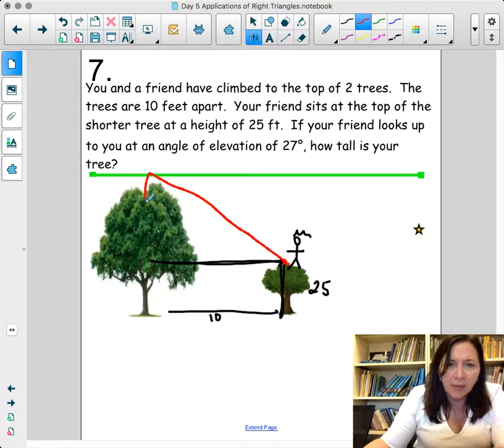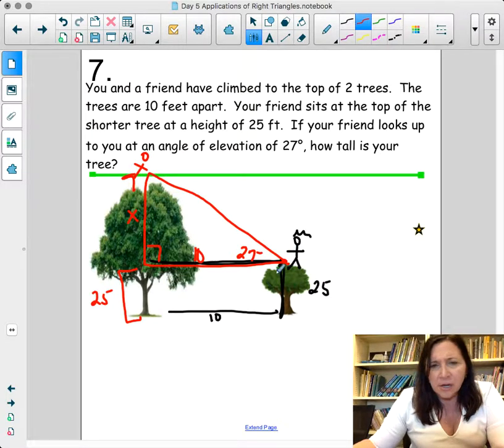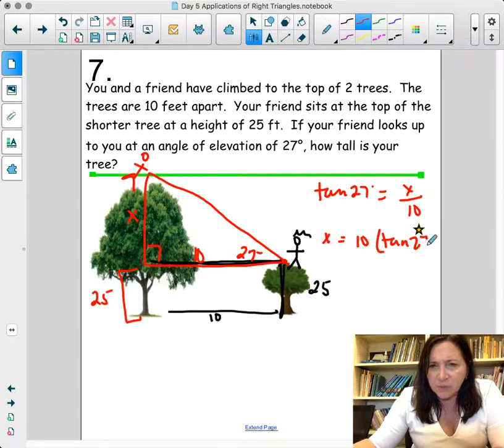So we know that, we're trying to find that. And that angle is 27 degrees. There's another right angle here. And this is your view at the top of the tree. So we already know that this length here is 25. We're going to have to add that at some point. We know this length is 10. We need to find this length right here. So we have opposite and adjacent. So we're going to say tangent of 27 degrees is equal to opposite over adjacent. So x is equal to 10 times tangent of 27.